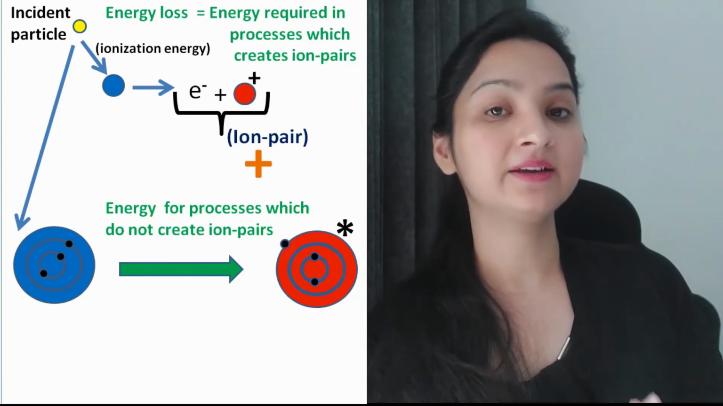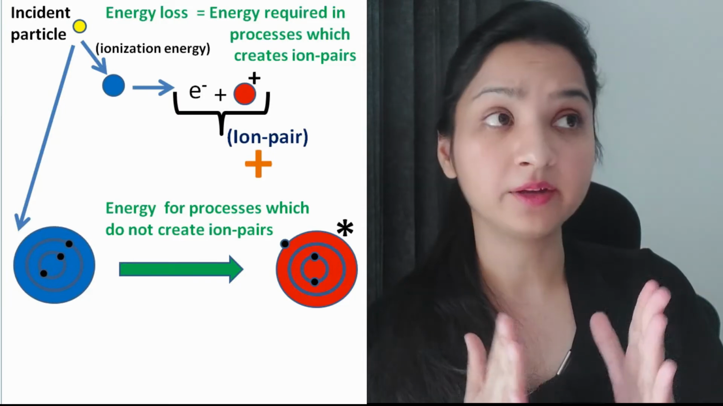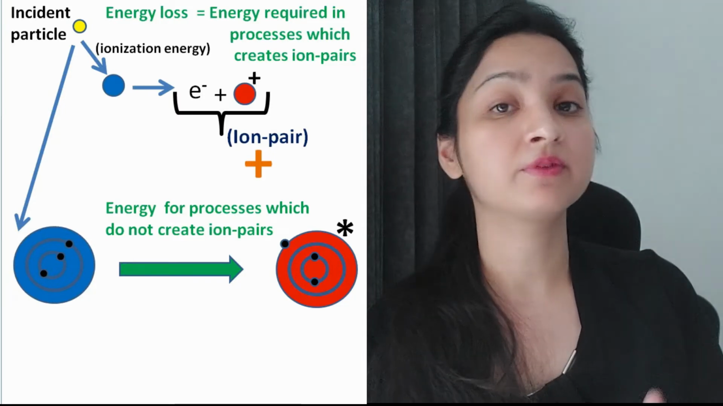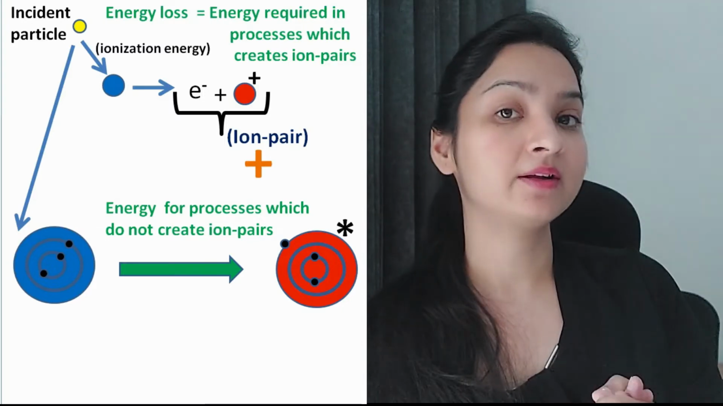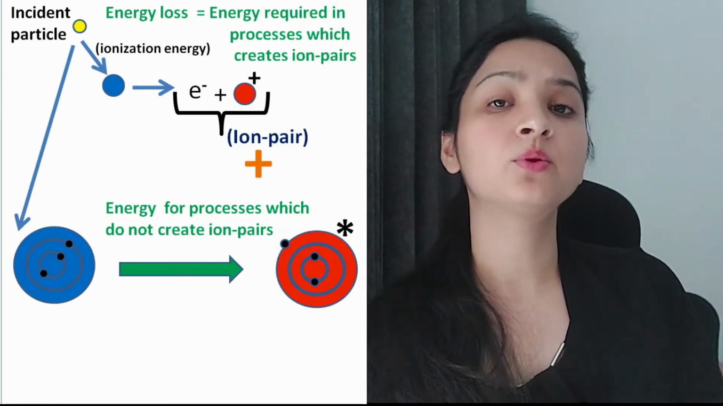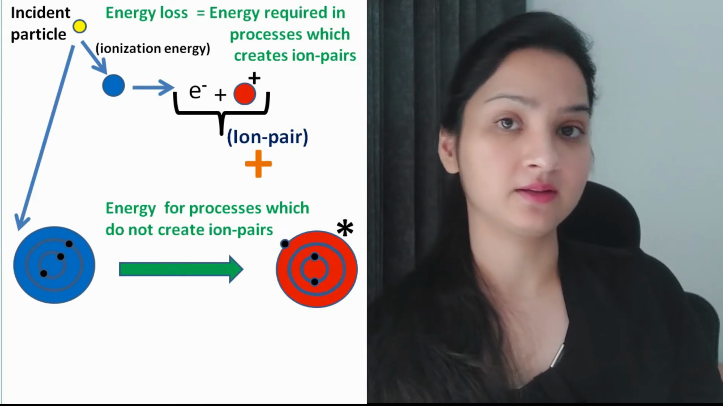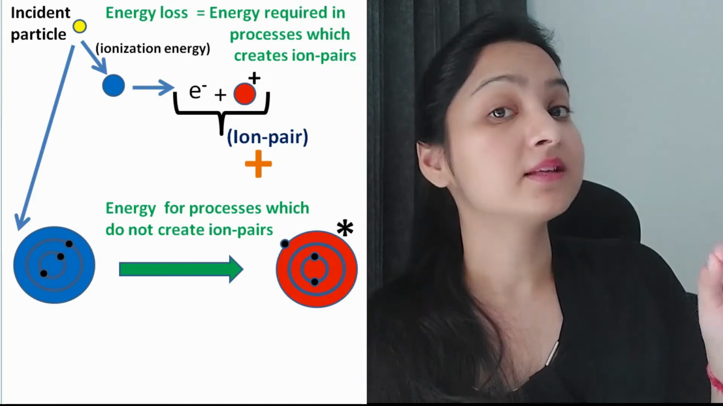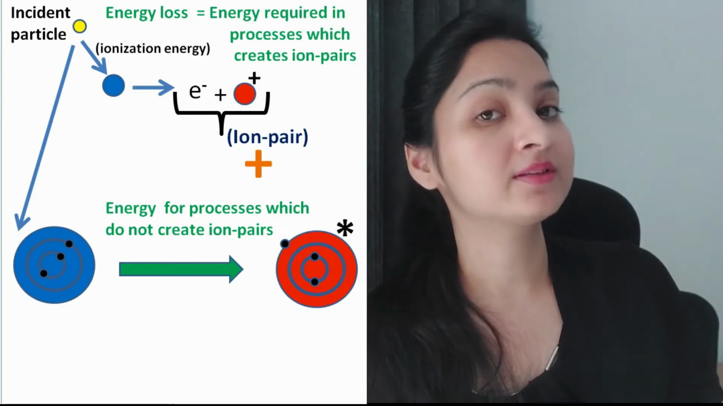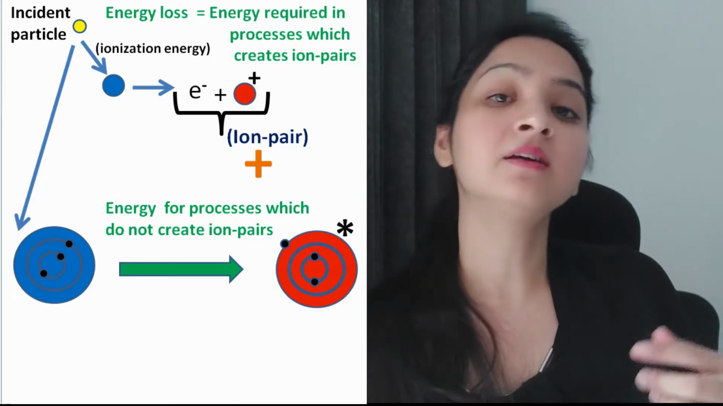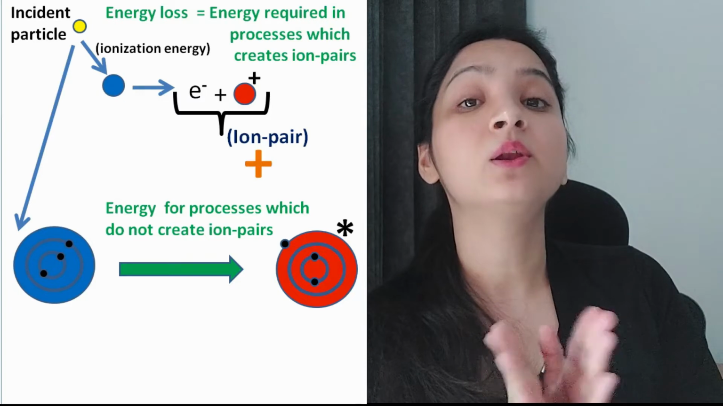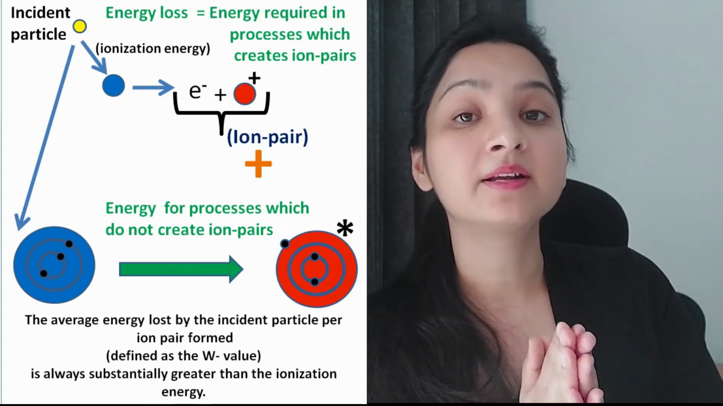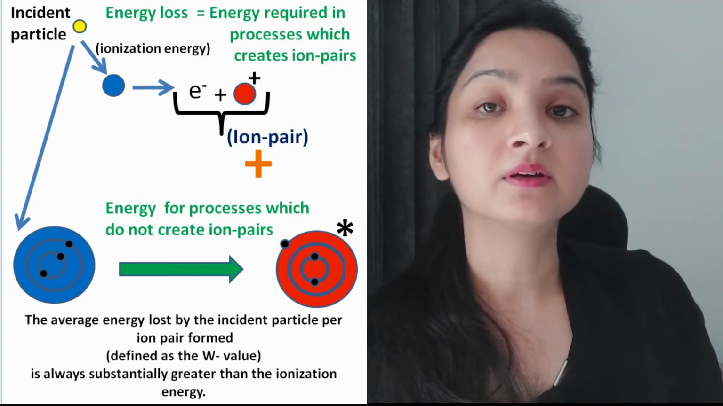अगर ये बात क्लियर है, if this point is clear and if you apply the law of conservation of energy, the total energy possessed by the incident particle should be equal to the energy lost by that particle. उतना ही होगा. And this energy loss comprises of processes creating ion pairs and processes not creating ion pairs. So the average energy lost by the incident particle per ion pair formed.